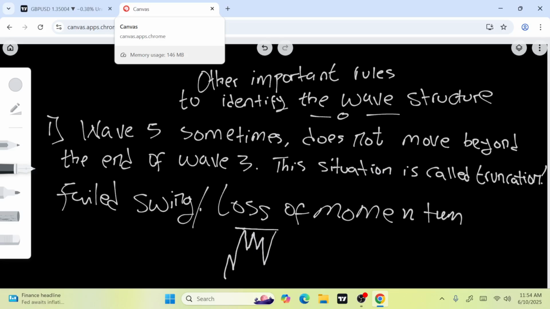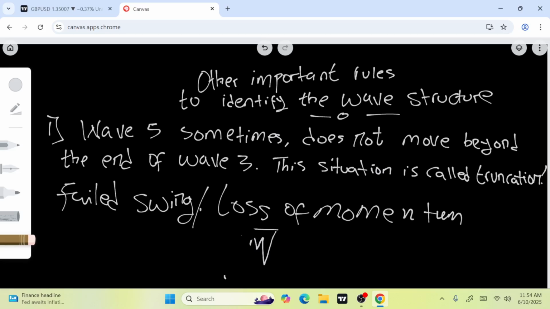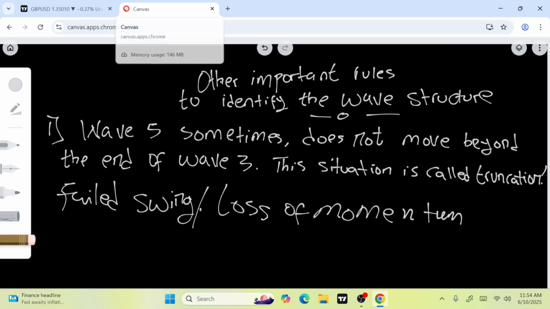We've not done the correctional, the three wave pattern. We've not done that. After break, we will do that. But now we are still treating these guys first. So, do we understand? Wave five sometimes, it's not every time, sometimes does not move beyond the end of wave three. This situation is called truncation, failed swing, or loss of momentum, whatever the name is. Do you get it now? Yes, that is for number one.